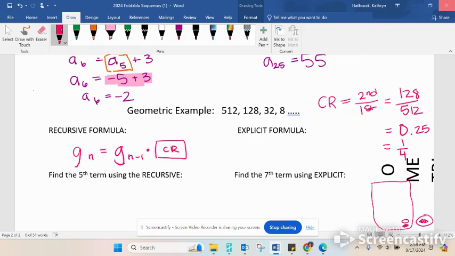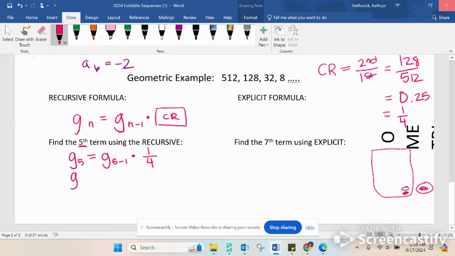So I'm going to be using this formula in this example problem. So it's not G_n anymore. I'm using my 5th term. So this is G5 equals G5 minus 1 times my common ratio. You just figured out what your common ratio is though. Your common ratio is this number over here. It's this 1/4 or 0.25.